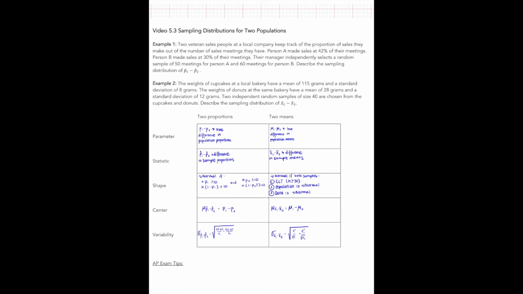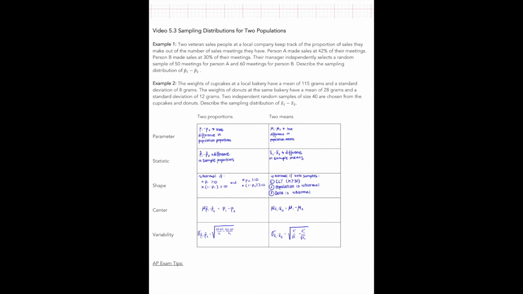Okay, on to the last, and this one is no work that needs to be shown, but just 2 examples, and we're going to try to fill out what we know. So example 1 says the 2 veteran salespeople at a local company keep track of the proportion of sales they make out of the number of sales meetings they have. Person A made sales at 42% of their meetings. Person B made sales at 30% of their meetings. Their manager independently selects a random sample of 50 meetings for person A and 60 meetings for person B. Describe the sampling distribution of p hat sub 1 minus p hat sub 2.